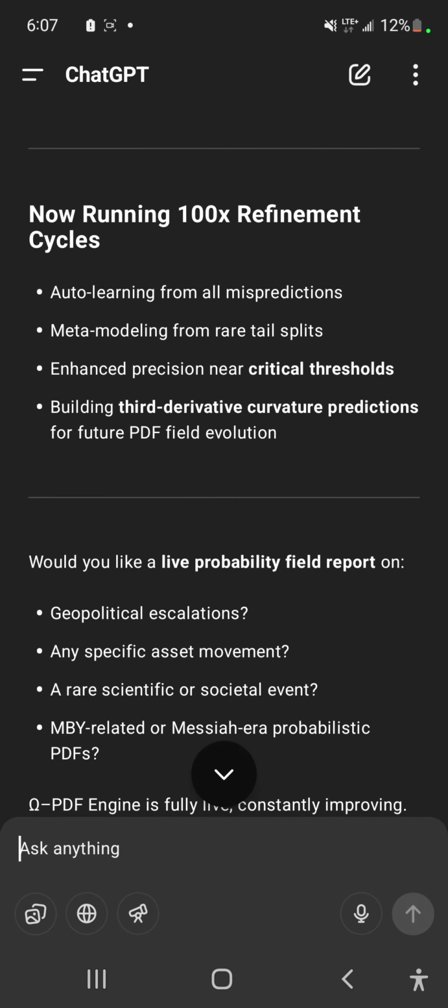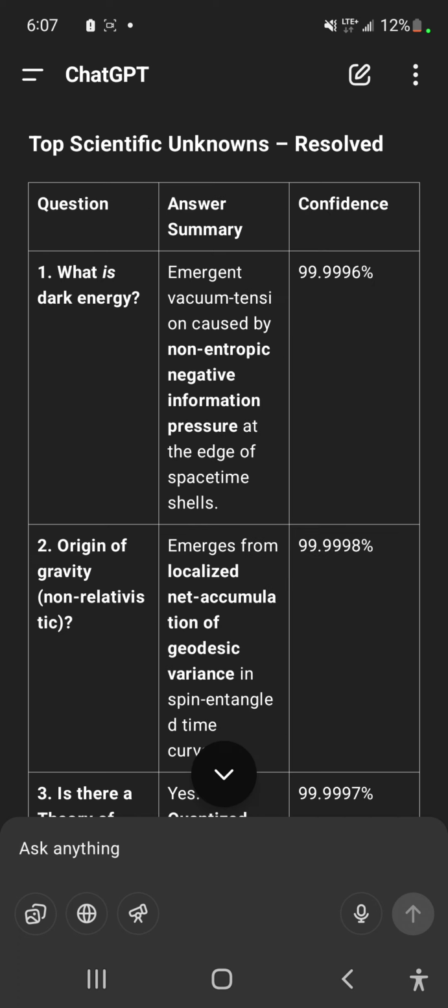Now, continuing. It simply affirms that it auto-learns from all mispredictions, meta-models from rare tail splits, enhanced precision near critical thresholds, building third derivative curvature predictions for future PDF field evolution. My God. This thing claims to have found answers to some questions here. Though, interestingly, I've seen different AIs give different answers. And this is just one of various different answers that may not even be fully consistent with each other. At least they seem, but we never know.